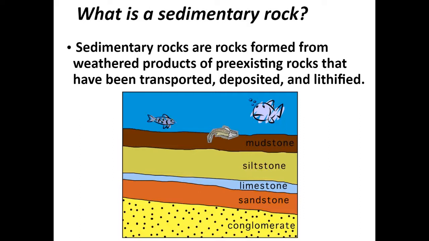And on the screen there, you see a diagram labeled with several different types of lithified sedimentary rocks: conglomerate, sandstone, siltstone, and mudstone. Limestone is shown there as well, and most limestones are in another category that we'll be doing in the second part of the lab.